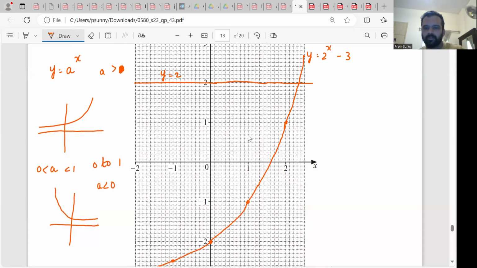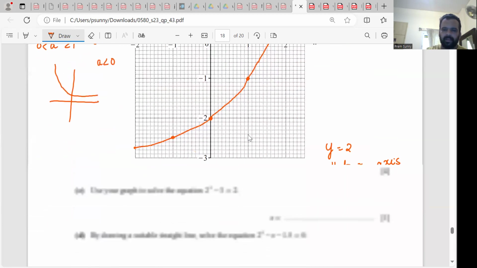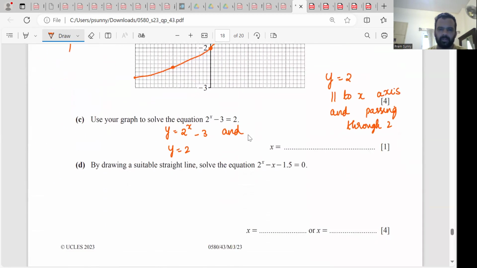So we need to use the graph. As I said, the point of intersection is somewhere over here. So from there, you just make a line. If you can use a ruler, then that is better. So it is somewhere, I'm getting 2.1, 2.2, 2.3. In between 2.3 and 2.4, let's say 2.35.